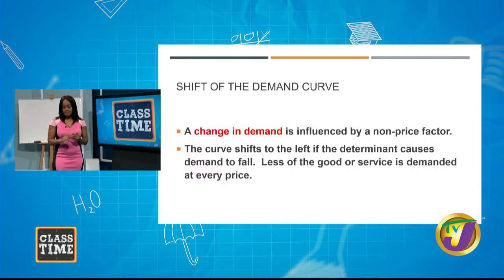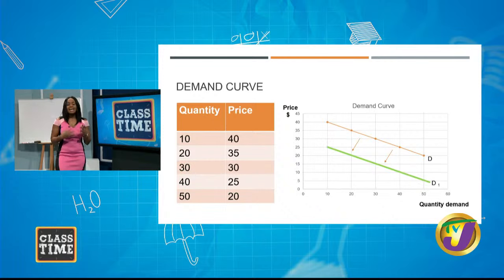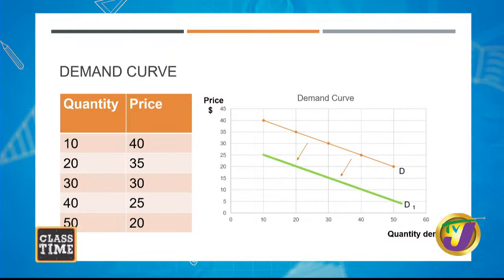The difference is that the change in price will cause a movement along the demand curve, while a change in a non-price factor which influences demand causes the demand curve to shift altogether, such that we have a new demand curve. In this example, you are seeing where the initial demand curve is D and the new demand curve is D1. So we're noticing that the demand curve shifts inwards to the left.